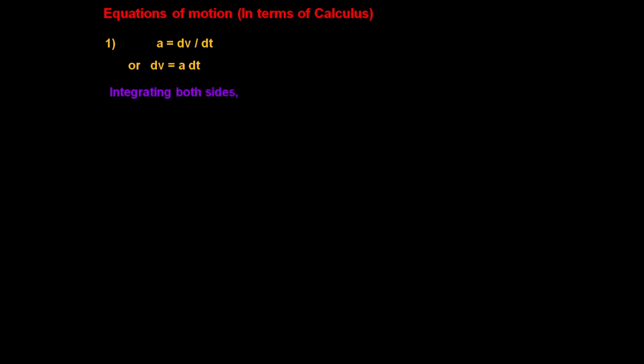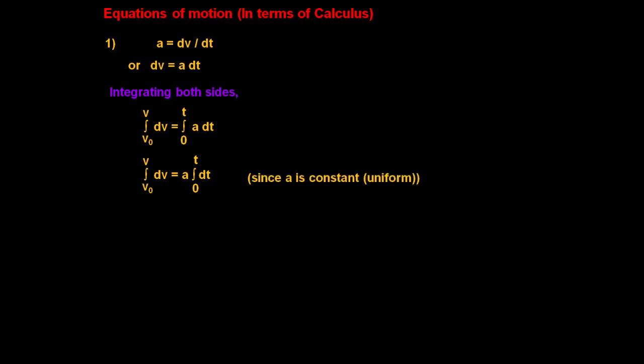On integration of both sides, we get integration from the initial velocity v0, or u, to the final velocity v, and time is from 0 to t. Then integration of v0 to v dv is equal to a into integration of 0 to t dt, where a is a constant which will not be integrated, so it is taken out. Since a is a constant, it is uniform.